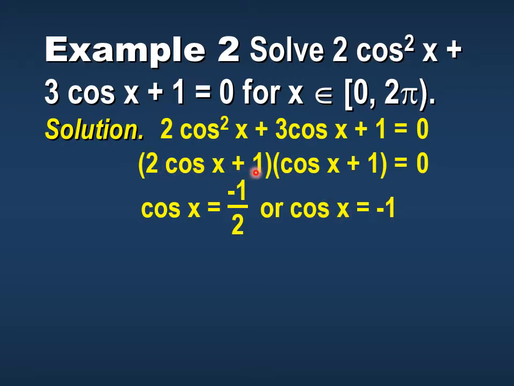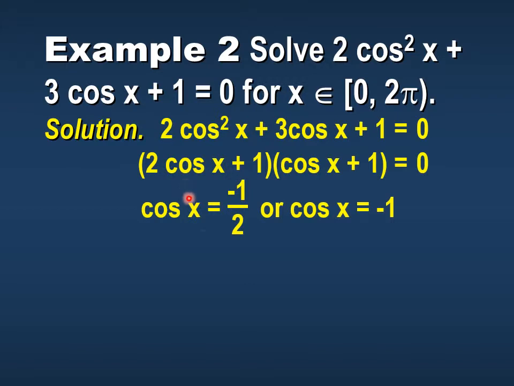So again, I set this factor equal to 0. I subtracted 1. I divided by 2. That is how I got negative 1/2. And then I set this factor equal to 0. I subtracted 1 from both sides, and that's how I got negative 1.